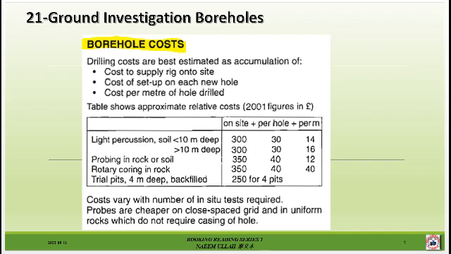Light percussion, soil less than 10 meters deep: on-site 300, per hole 30, and per meter 14. Probing in rock or soil: 350, 40, 12. Trial pits 4 meters deep backfilled: 250 for 4 pits. Costs vary with the number of in situ tests required. Probes are cheaper on a close-spaced grid and in uniform rocks, which do not require a casing of the hole.